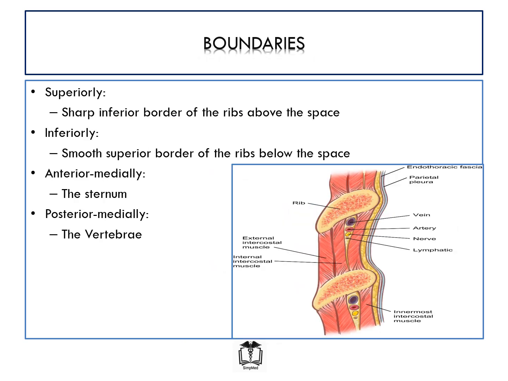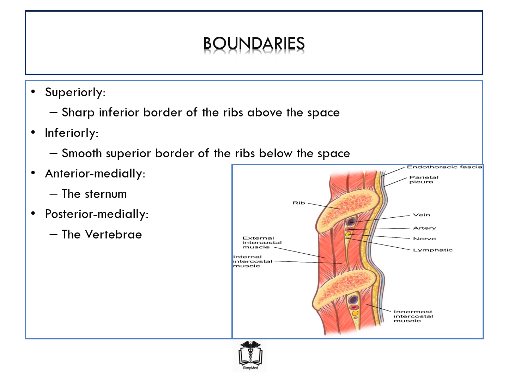What are the boundaries of the intercostal space? A typical intercostal space would have structures bounding it superiorly, inferiorly, anteriorly, and then posteriorly. Superiorly would be the sharp inferior border of the ribs above.